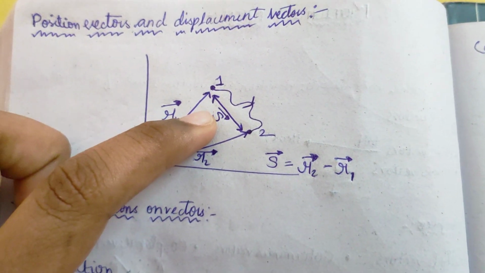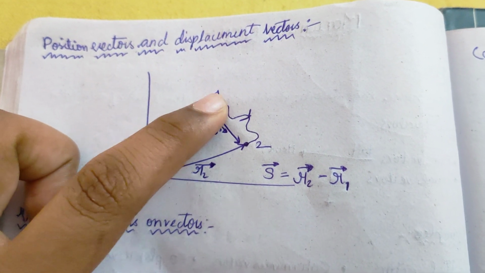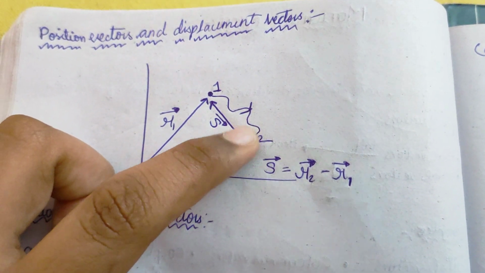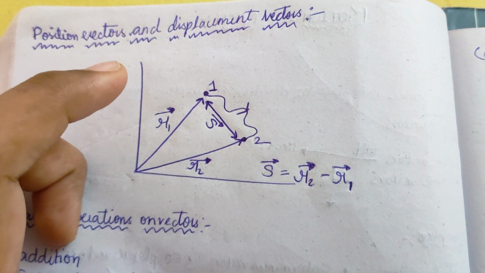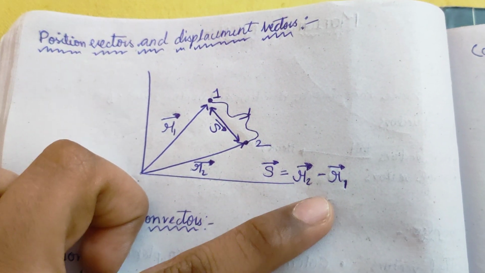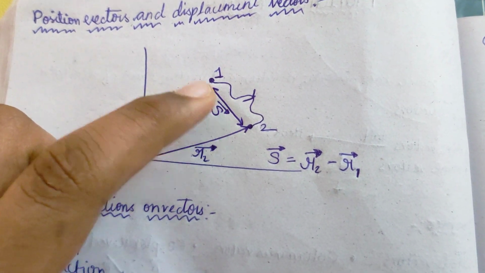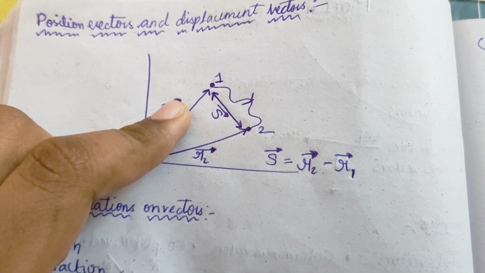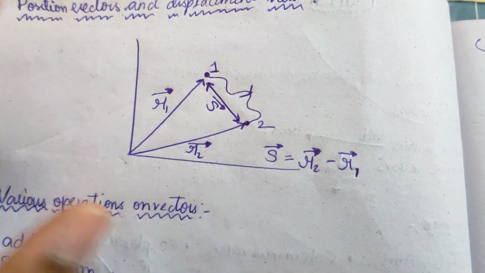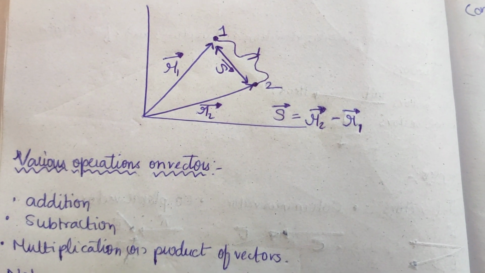So the arc length is known as displacement, but if point 1 is going like this to point 2, then it is distance. So displacement equals r2 minus r1, where distance is always equal to or greater than displacement, but never less than displacement or equal to 0.